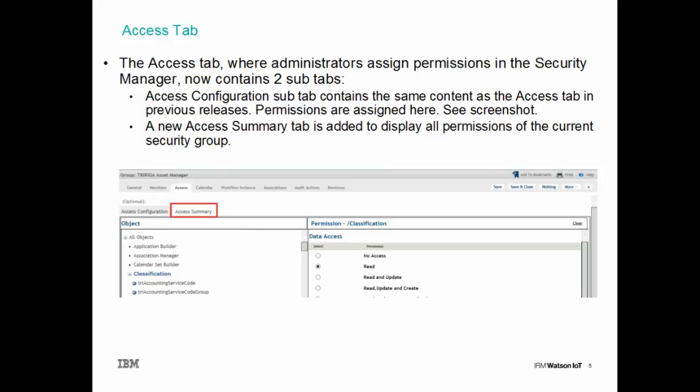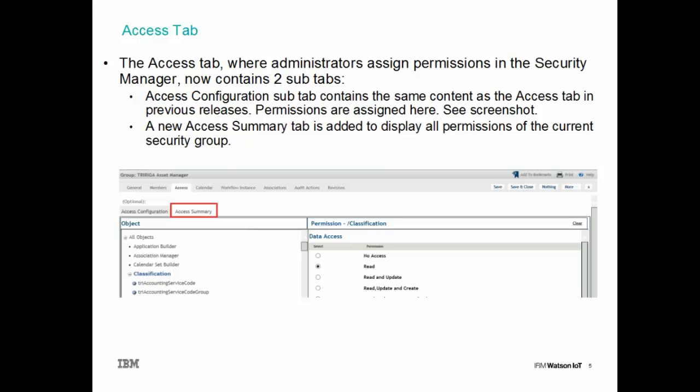First, for viewing all permissions in one place, we implemented that in the Access tab. The Access tab is where the administrators assign permissions in the Security Manager. Now, there are two sub-tabs in the Access tab. The first one is called Access Configuration, and the second one is called Access Summary. The Access Configuration contains the same content and functionality as the original Access tab. And the Access Summary is a new function we implemented to show all the permissions in one place.